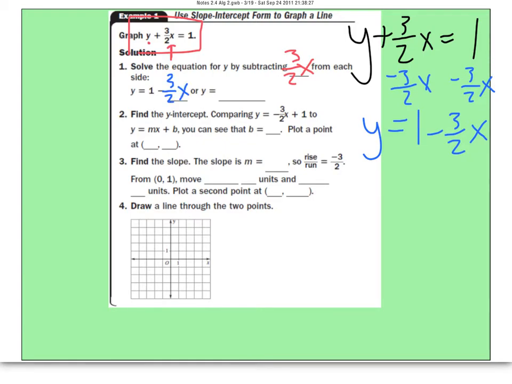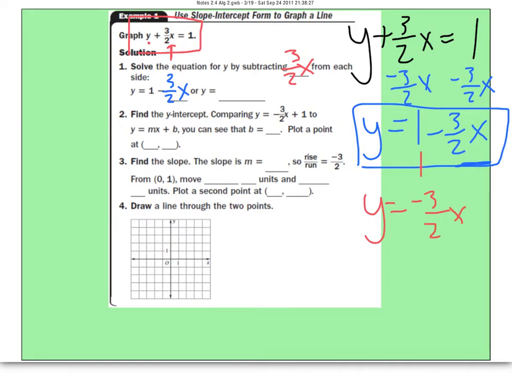Now, you can change it. You can put this slope part first. Remember, it owns a sign in front of it. So if you do, you can either write this, or you can write it as negative 3/2 x. This is a positive 1 because there's no sign in front of it, plus 1. So either one of these is acceptable format.